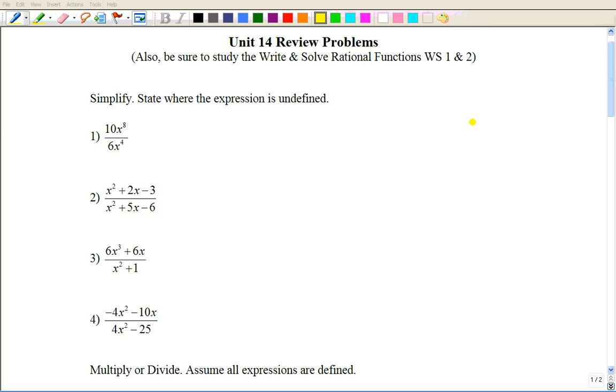Everyone, this will be a set of review problems for you to look at. The only kind of problems that we're not going to be looking at that are going to be included on your test will be problems like the write and solve rational functions worksheets 1 and 2, which I have. The previous two videos are over those worksheets, so you can always go back and check those out and rework through those problems as well, as you won't be given any word problems for your review.